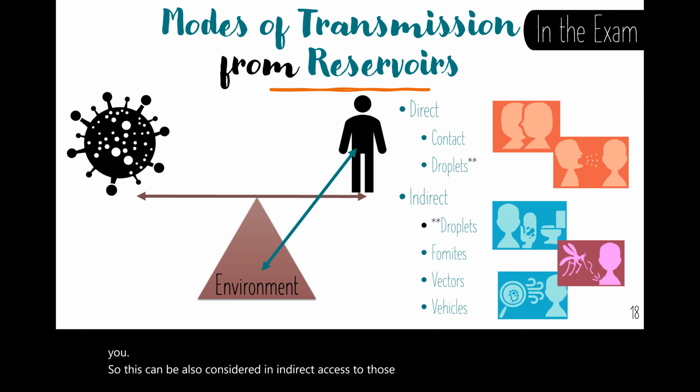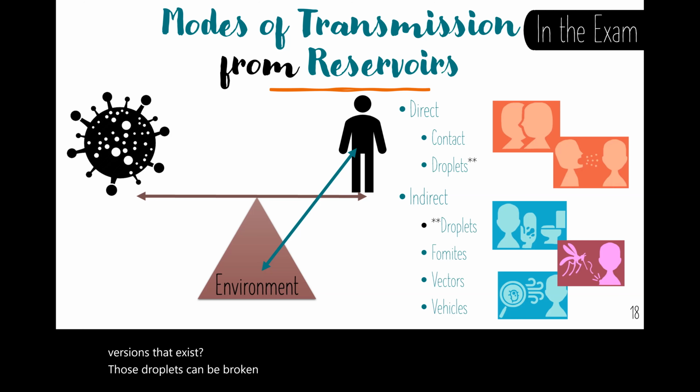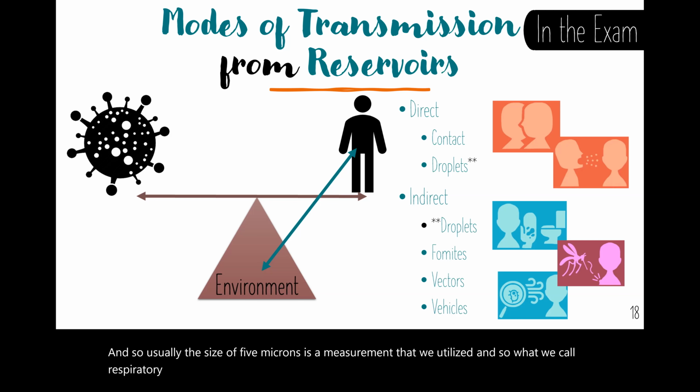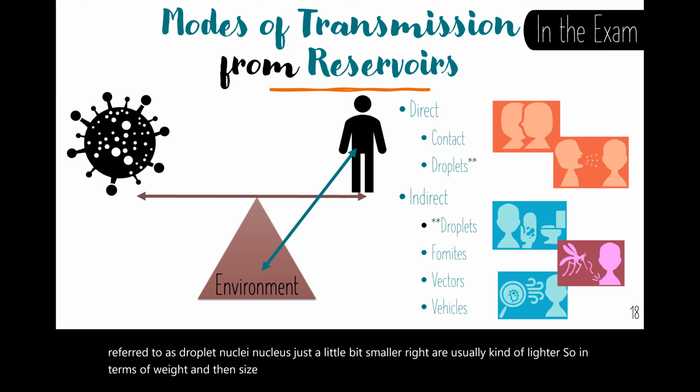Now, what are the other versions that exist? Well, those droplets can be broken down typically by size. Usually the size of 5 microns is a measurement that we utilize. And so respiratory droplets that are smaller than 5 microns, or less than 5 microns, are referred to as droplet nuclei. Like the term nucleus, just a little bit smaller, right? They are usually lighter, in terms of weight and in size. And so respiratory droplets that are less than 5 microns can float around in the air for a longer period of time.